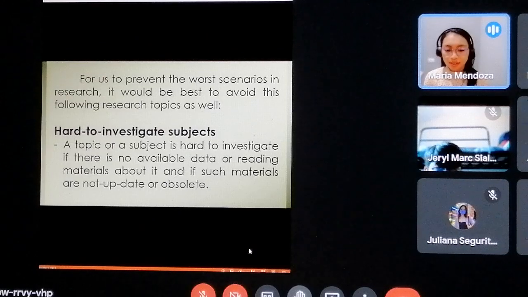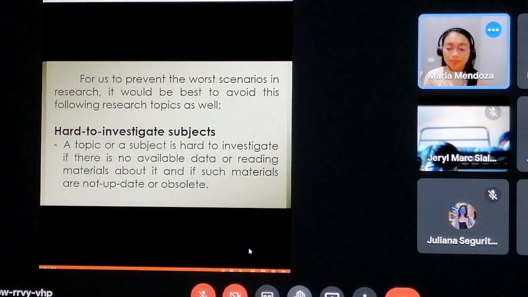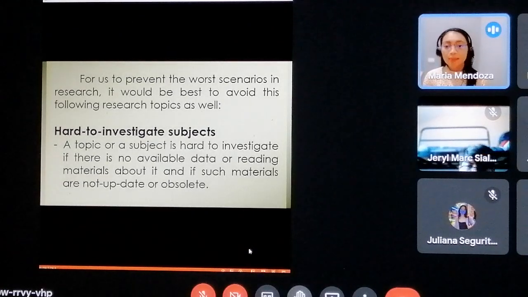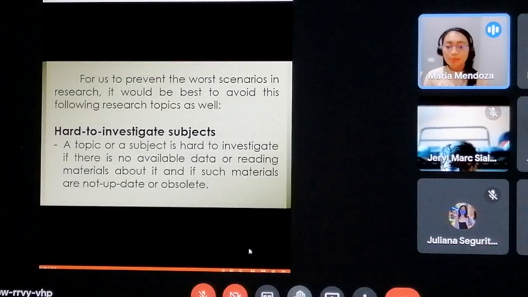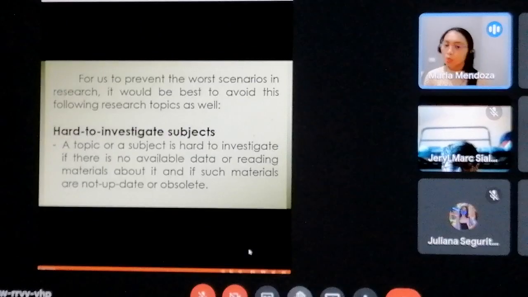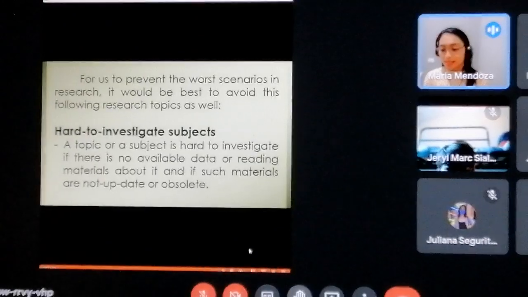So, hard to investigate subjects. A topic or subject is hard to investigate if there is no available data, okay? Again, as I said, the availability of information depends on the timeliness and the relevance of your topic, okay? So, if your topic is, for example, the pandemic, then there is a lot of information that you can have in your research. But if it is about World War II, the Cold War, or the 9/11 attack, then those topics already happened a long time ago, so it would be hard to access such information.